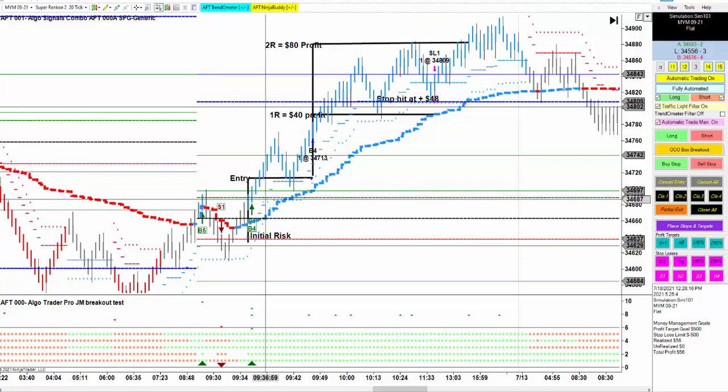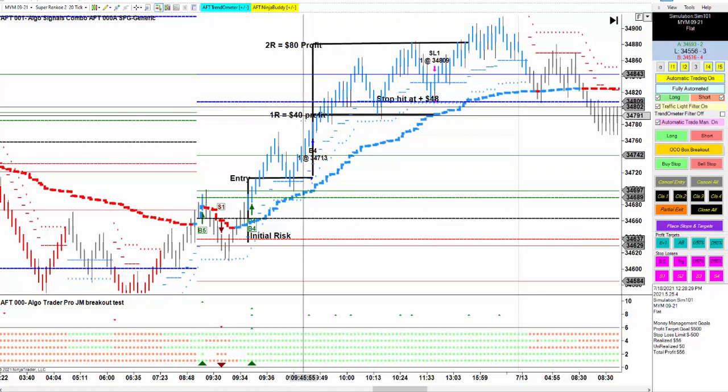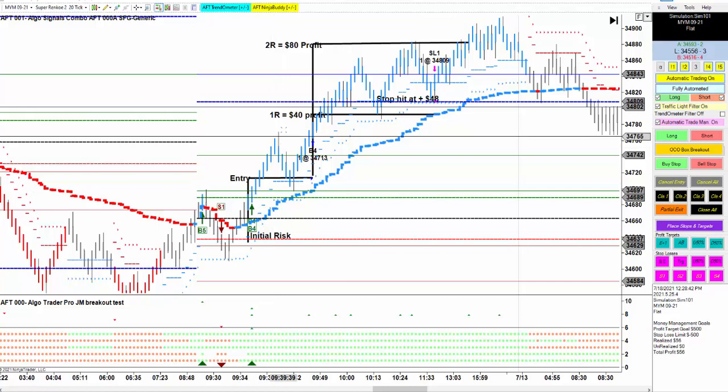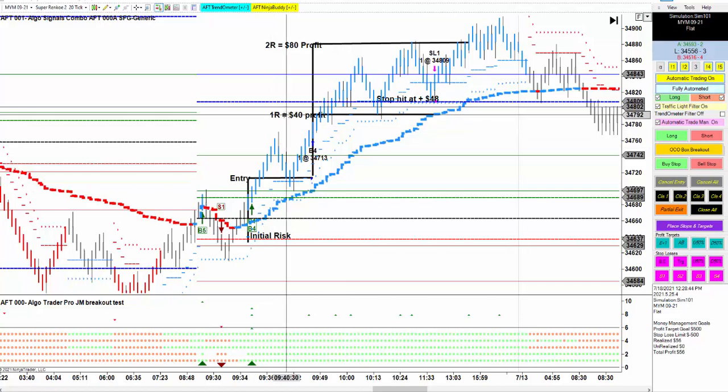So this is what happened on Monday here. It broke out to the long side, and then we were simply trailing with the USAR on a stop. But you can see here's the first 1 hour target. Basically, this was your initial risk right here. So by this point, you're up 1 risk unit, if you will. If you risked $40 to get into the trade, at this point you're up $40. And we're talking micro contracts.